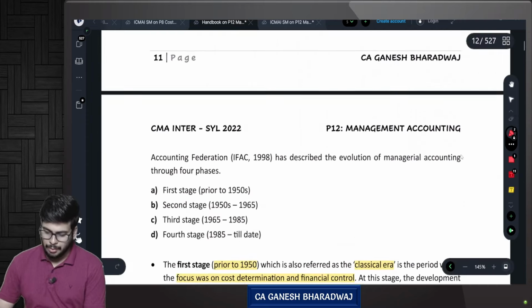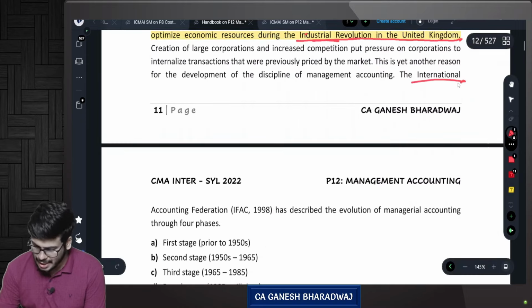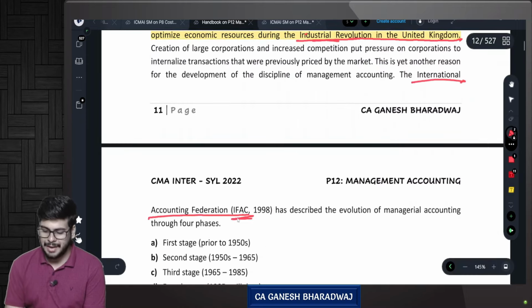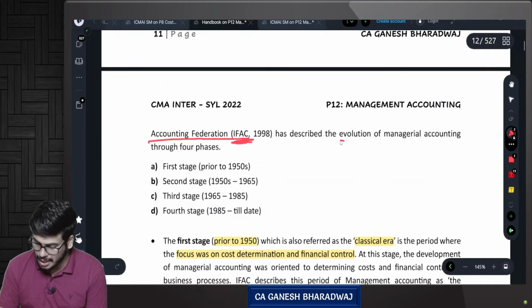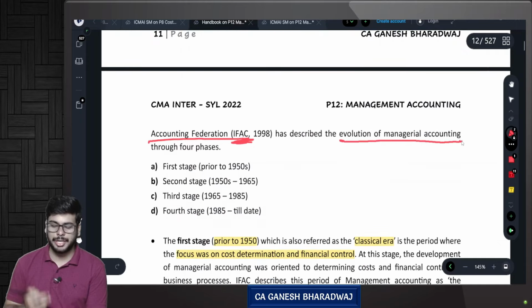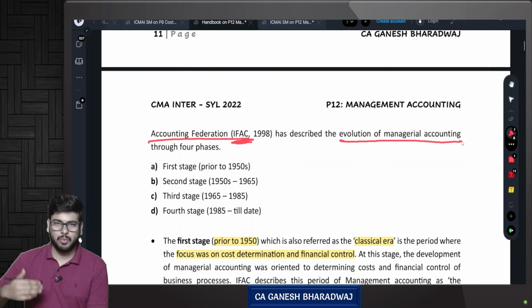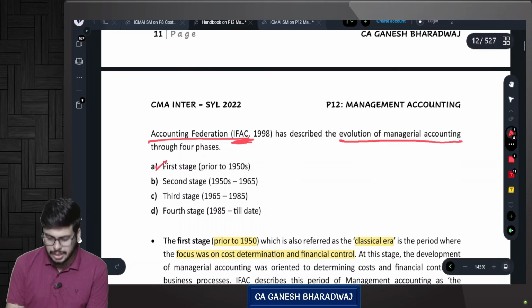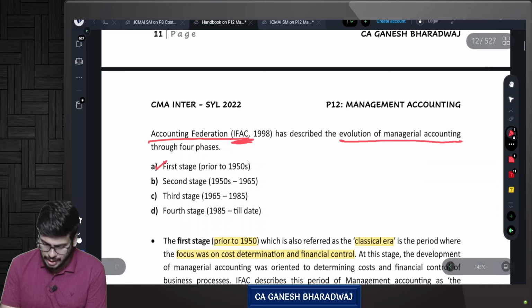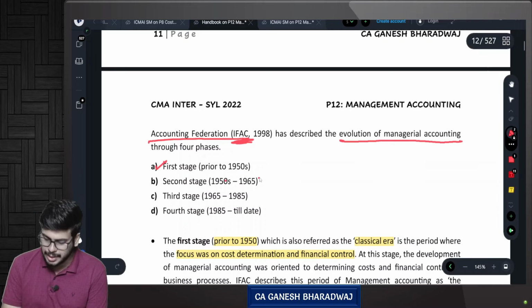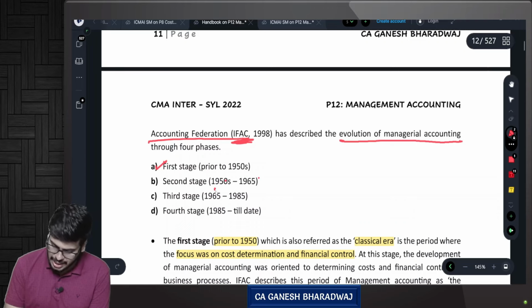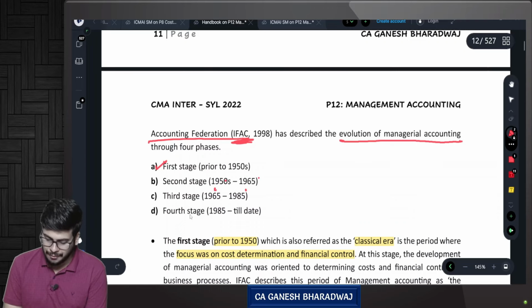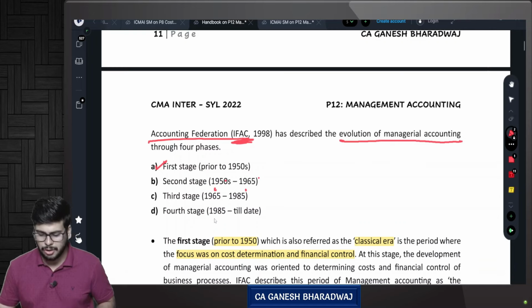Clear with this? Now, there is something called the International Federation of Accountants, IFAC. They have described the evolution of managerial accounting through four phases. Evolution means how it has come, the history. So they are saying it has come in four stages. First stage, prior to the 1950s. Second stage, 1950s to 1965. Third stage, 1965 to 1985, and the fourth stage is 1985 till date. So they have classified the evolution into four stages.